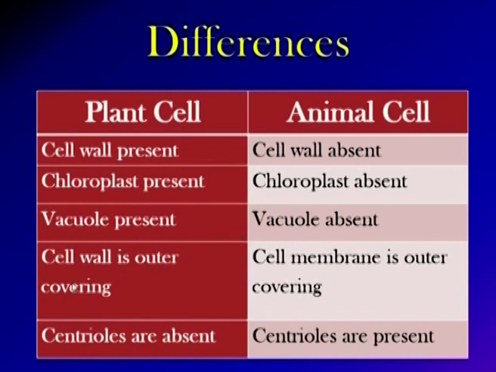In the plant cell, one more major difference here is cell wall is the outer covering. In the animal cell, cell membrane is the outer covering. This is a major difference. Centrioles are absent in plant cell. These centrioles are present in animal cell. Centrioles play an important role during cell division.